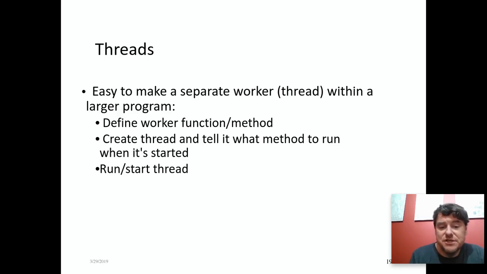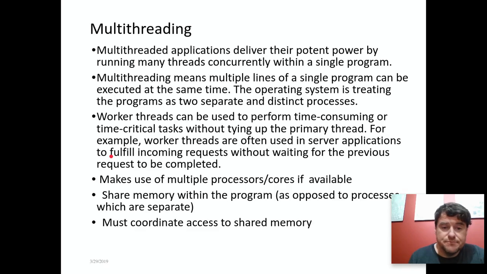All right, so it's actually quite easy to do this. This is not very difficult. What's going to happen is you're going to define the function or the worker that you actually want to do stuff. You're going to create a thread and tell it to run that work that you just give, and then you're going to call start or run on the thread in order to get it going.